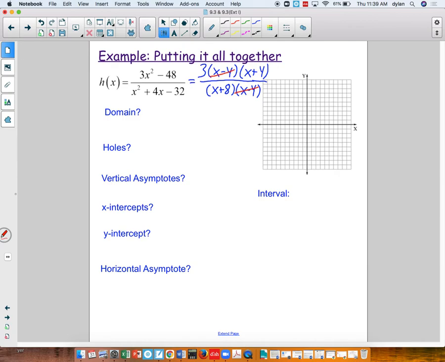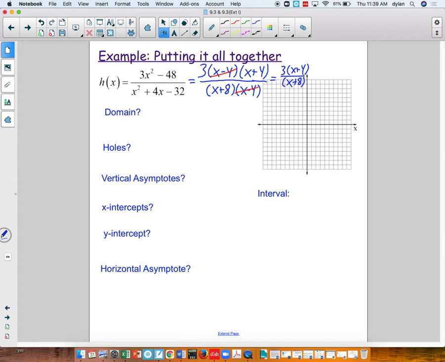x minus 4 cancels with x minus 4, and we're left with 3 times x plus 4 over x plus 8. So it's actually a much simpler function in that case. Still a rational function, just simpler.